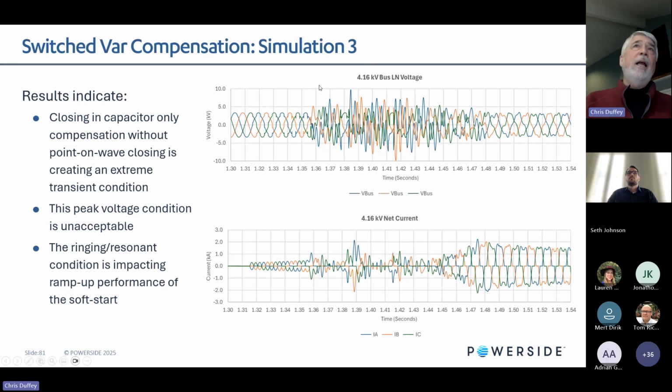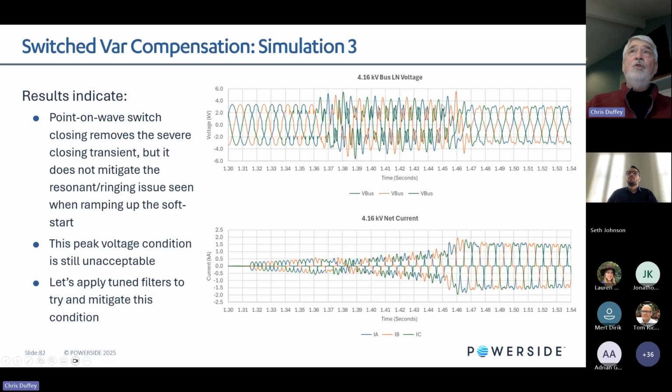We can see a really bad voltage transient. I mean, this is like 1, 2, 2.5 per unit. This is something you don't want to have on your system. So this was without point on wave switching and without any form of harmonic filtering. If we put point on wave switching, we reduce the transient significantly. We don't have that high 2.5 per unit, but this is still an unacceptable peak voltage condition and a resonance that's occurring while it's going through this area of the ramp up on the start.